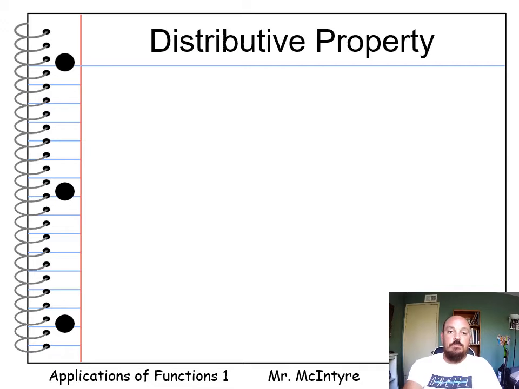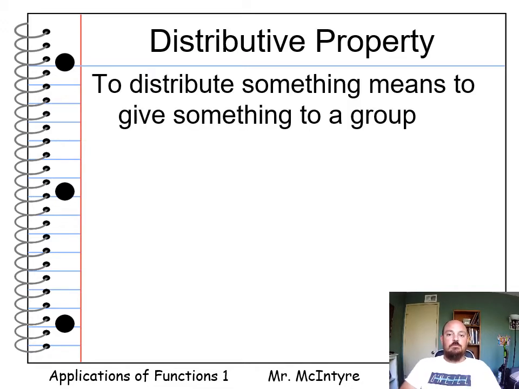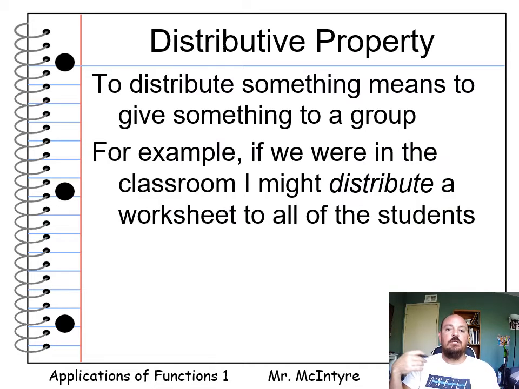And the name distributive property comes from the word distribute. So to distribute something is to spread something out to a group or to pass something out. So think of it like this. If we were in a classroom and I had a worksheet, I could distribute the worksheet, meaning pass one out to each person.